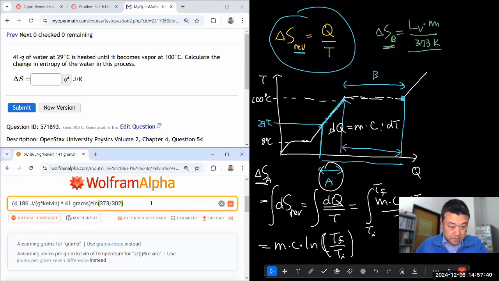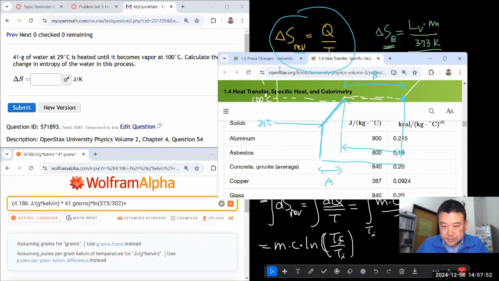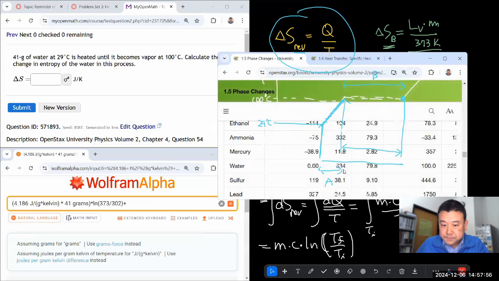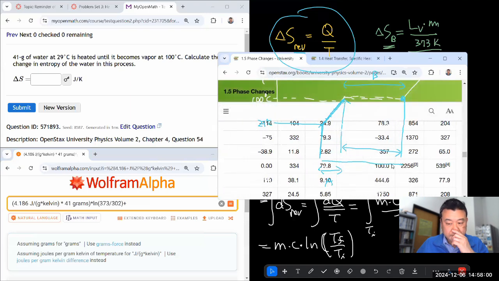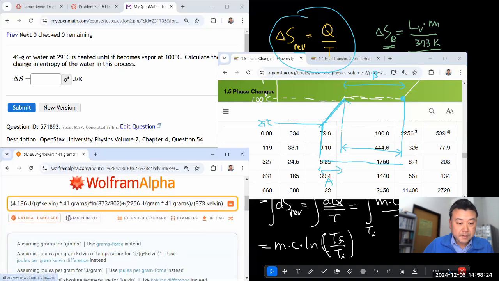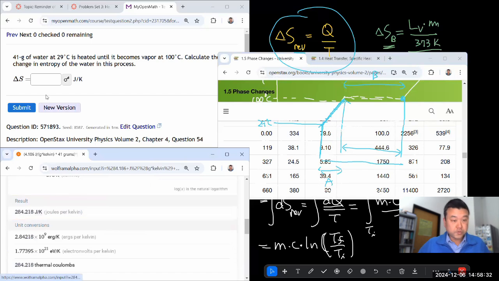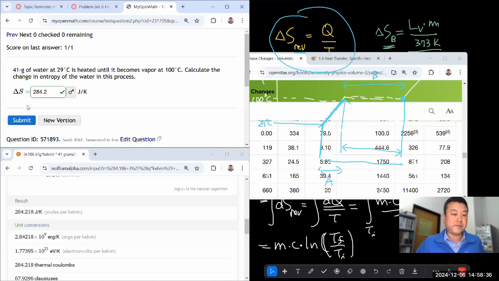So that's going to be plus the, let's use the number from the textbook, and I'll review the precision of the thing later. So the number from the textbook is heat of vaporization 2256 kilojoules per kilogram. So 2256 joules per gram, times the same amount, 41 grams, divided by 373 Kelvin. So the entire thing, did it interpret me correctly? Yeah. 284.2 joules per Kelvin. Yeah, that's it.